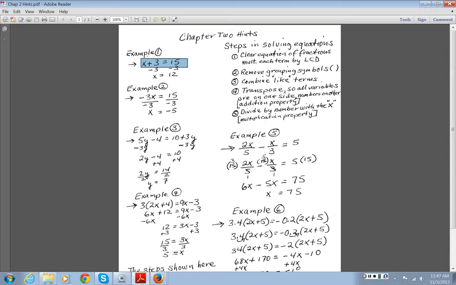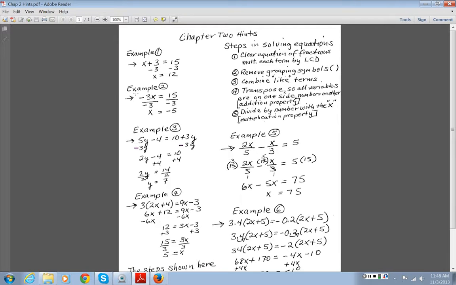That makes that a 0, and on the left, we're just left with an x. And on the right, whatever we do to the left, we must do on the right side of the equation to keep the balance. We subtract 3 there as well, and we get x equals 12. So a very easy one.